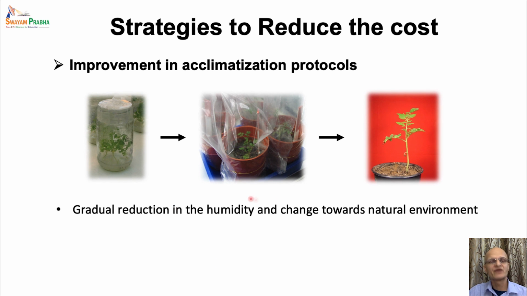and if it is not done carefully, a large number of plantlets can die during this transfer. Therefore, a gradual change in the environmental conditions from the in vitro culture, where the humidity is high and light intensity is usually low, should be made slowly: the humidity should be reduced slowly and the intensity of light should be increased gradually, to give the plantlets time to acclimatize to the new environment.